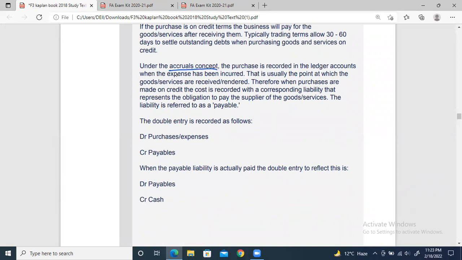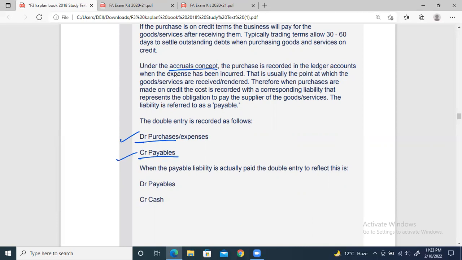This has a separate chapter, as I told you before as well. So what happens in credit purchase is that we create a liability for just the time being that we are paying the supplier, just for the time being that we have taken the credit period. So first of all, we debit purchase. We don't credit cash as yet because cash has not gone out. So we credit only payables over here.